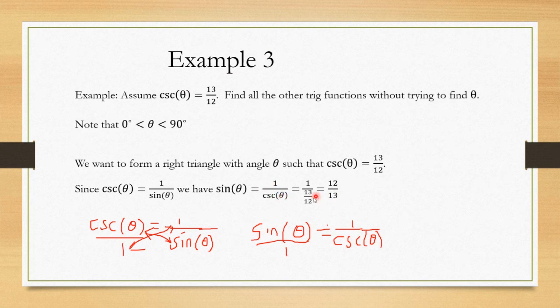We know what cosecant is, right? That's 13 over 12. When you do 1 over a fraction, that's the same as inverting the fraction. In other words, that's the same as 12 over 13 in this case. 1 over 13 over 12 is 12 over 13, right? You, in a sense, turn the fraction upside down. That's what we're doing. All right. So now that we know what sine of theta is, we can proceed just like before.